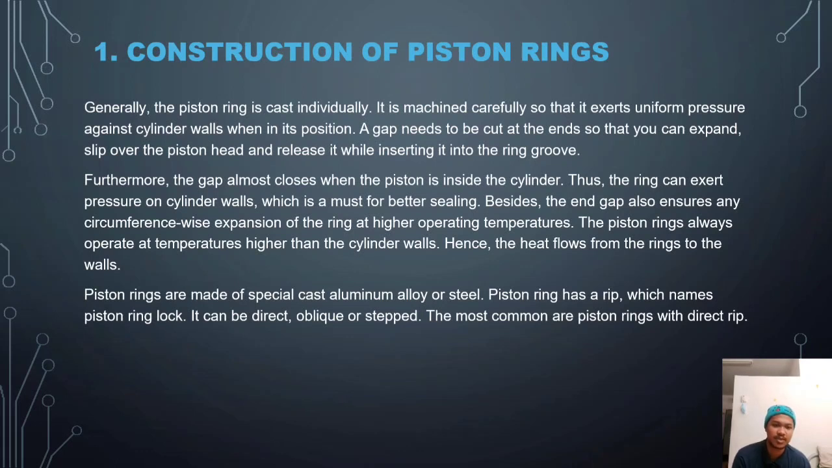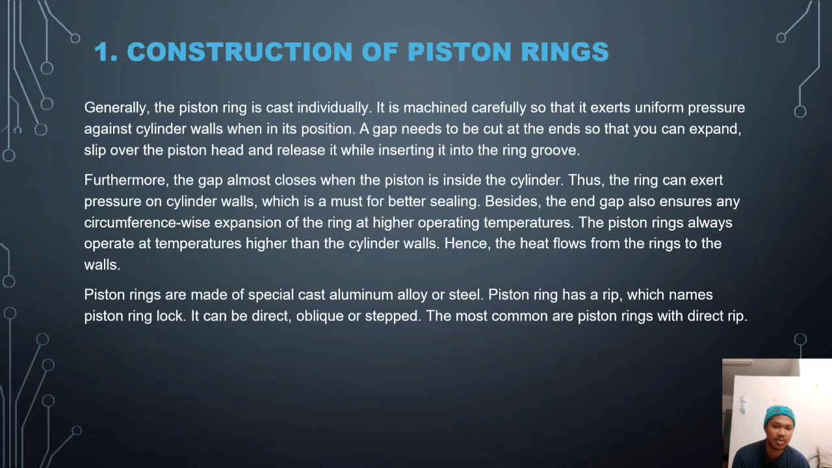Construction of piston ring. Generally, the piston ring is cast individually. It is machined carefully so that it exerts uniform pressure against cylinder walls when in its position. A gap needs to be cut at the ends so that you can expand it, slip it over the piston head, and release it while inserting it into the ring groove.